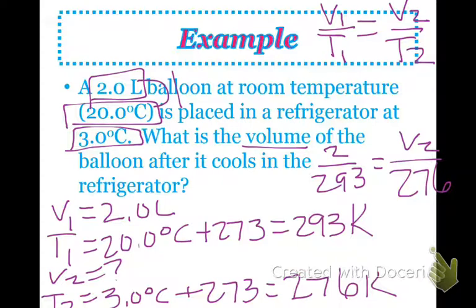All right. And so you're just going to cross multiply. So I'm going to multiply these two. So I have 293 V2 equals, now take 2 times 276, so 276 times 2, so that's 552.